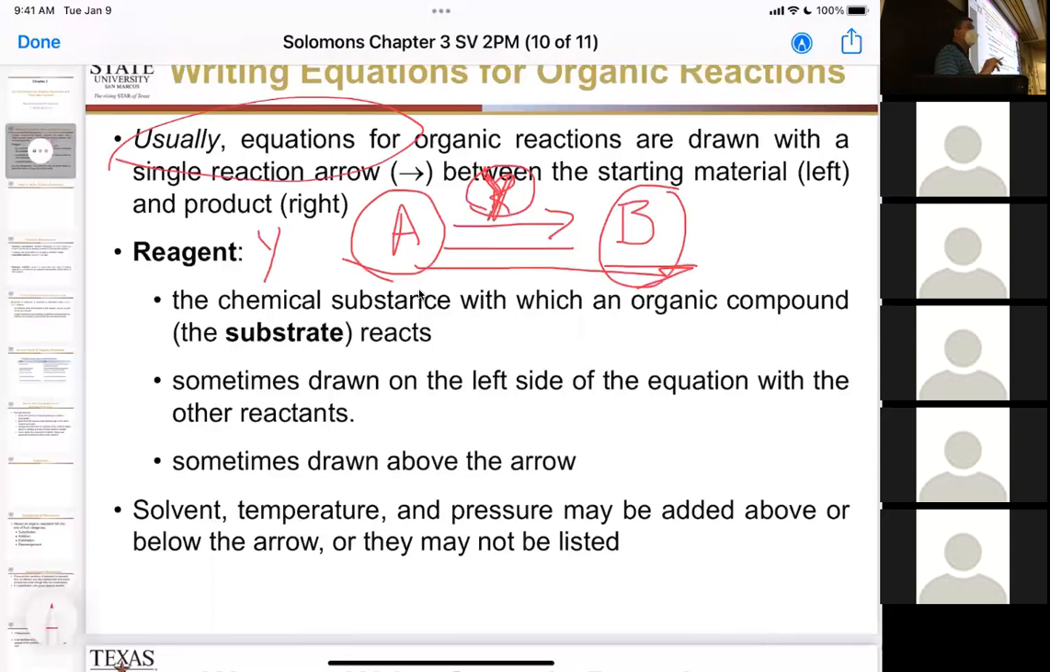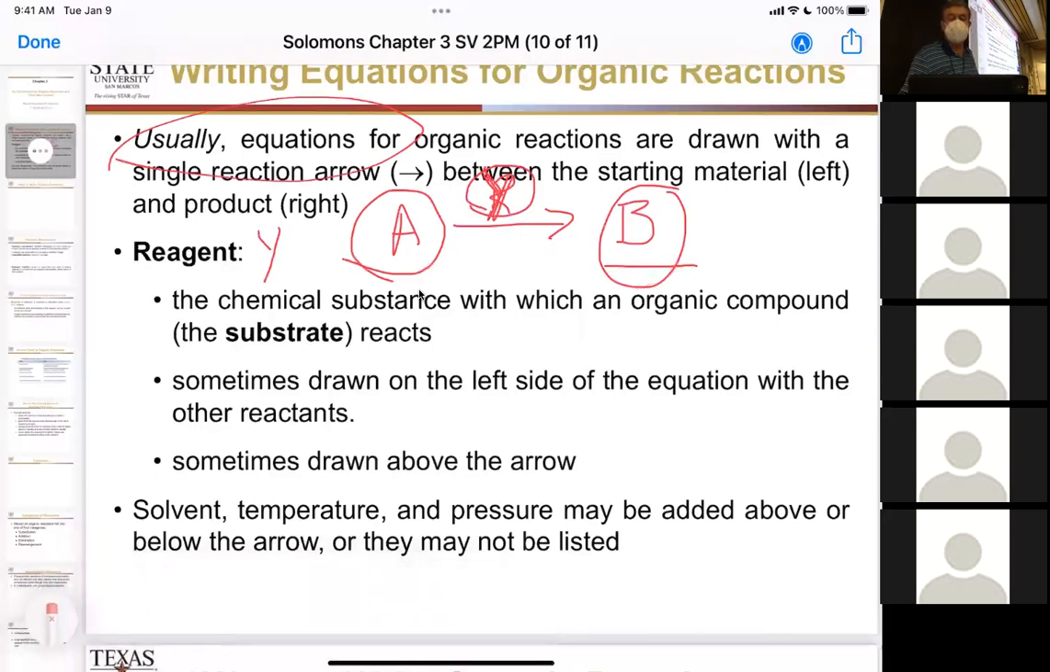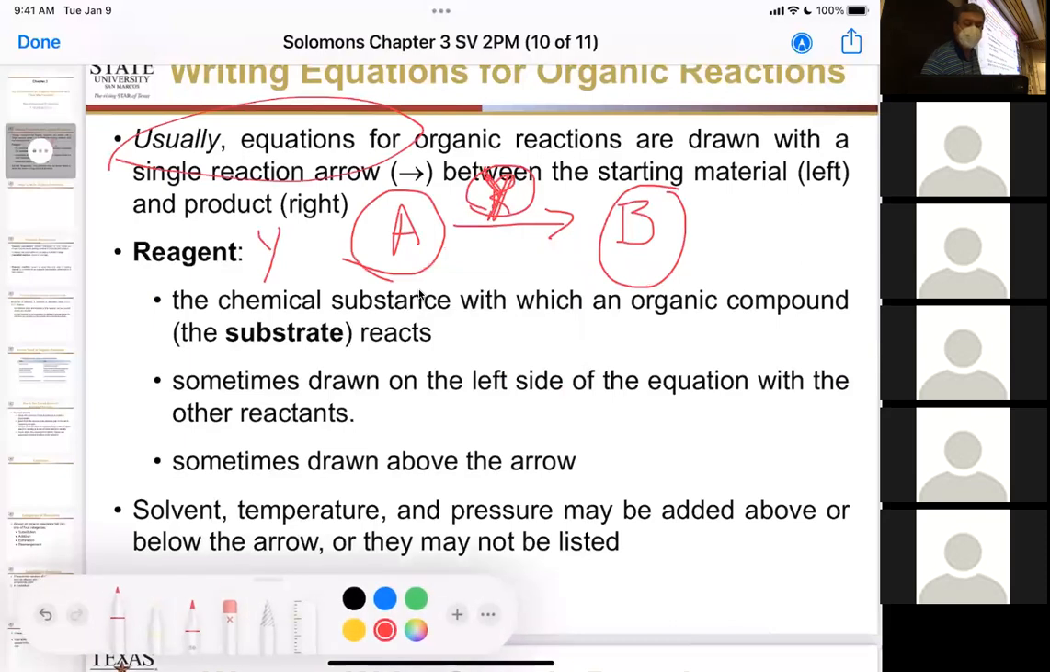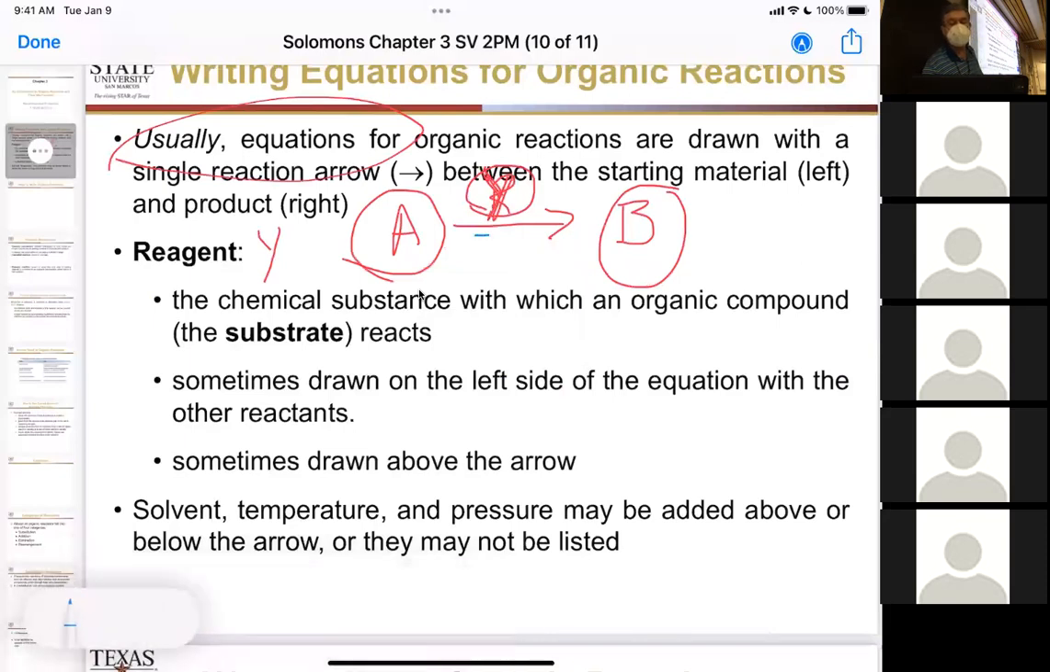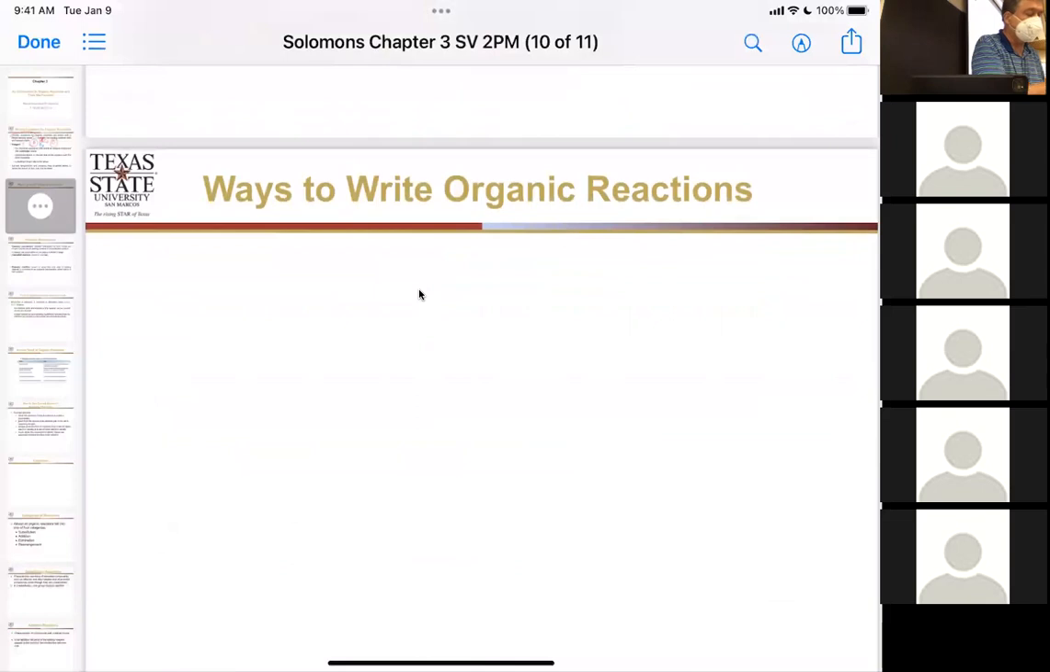Now, is that the only thing we're going to see on these? Well, no, not really. We're also going to see some additional information sometimes. Like sometimes they'll tell us the solvent or the temperature or maybe something else right here. They're going to tell us more information. So you want to look for that arrow and look for that additional information because it might change your mechanism. Okay, so let's figure out how we're going to do that.